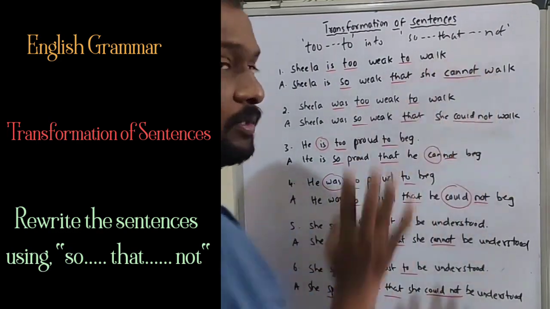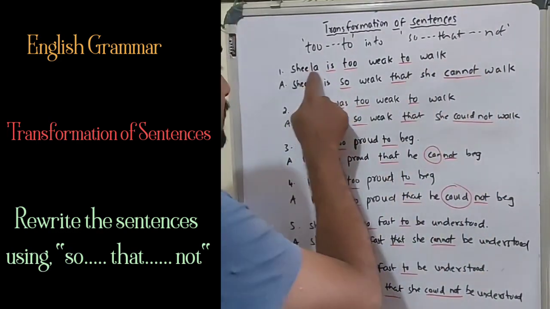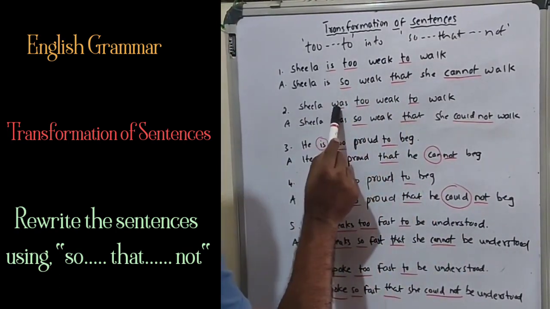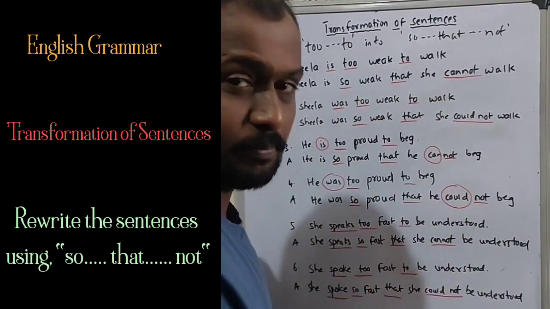"Cannot walk." Similarly, I have written the same statement in past tense. Look at this. This is present tense, this is past tense. "Sheila is too weak to walk" is present tense.